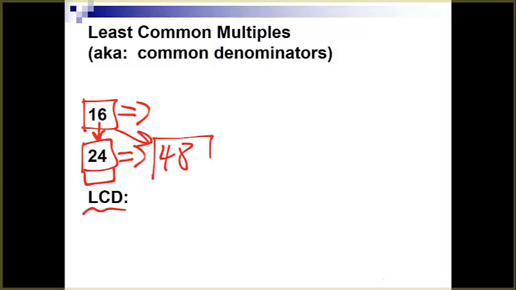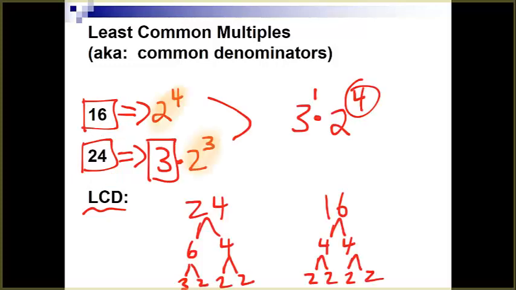So 48 would be your lowest common denominator, which means look at 48 here, and then I'm going to backtrack and say, well, what is 3 times 2 to the 4th? If you do this in your calculator, it will give you 3 times 16, which is 48. And that's your common denominator. That's the thing that both of them go into. So that's a couple different ways of doing it.